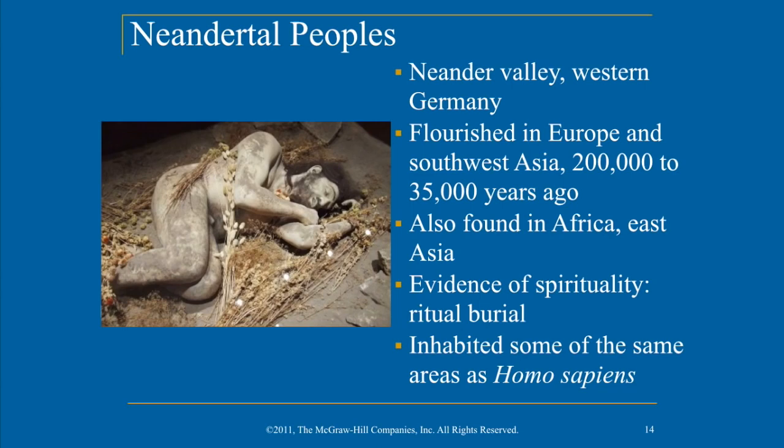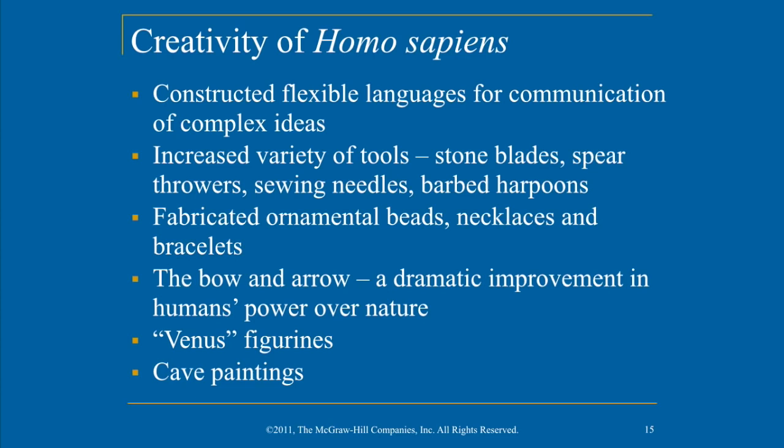Creativity of Homo sapiens. These Homo sapiens constructed flexible languages for communication of complex ideas. This is the change to the sounds made with your vocal cords and your tongue. They also had an increased variety of tools. Some used stone blades, spear throwers like the ones I talked about before, sewing needles where you're sewing together furs and other goods, and barbed harpoons. Barbed harpoons are great because you can basically harvest fish. Anybody who's ever been fishing knows the hook is not just a straight hook.